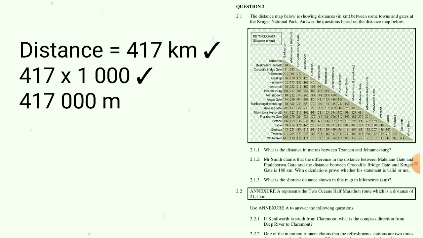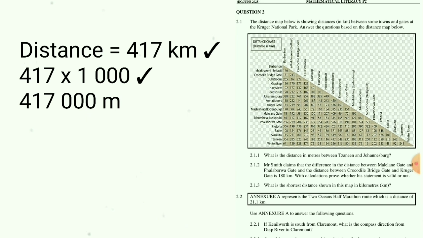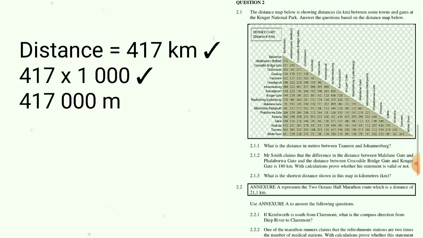The distance between the two is actually 417 kilometers, and you multiply 417 kilometers by 1000, which is 417,000, not 4,000. Remember, the question says, what is the distance in meters between Tanzania and Johannesburg? So they want it in meters, not kilometers. You convert the 417 kilometers into meters by multiplying by 1000. Then the answer is 417,000. That's it. It's just simple.